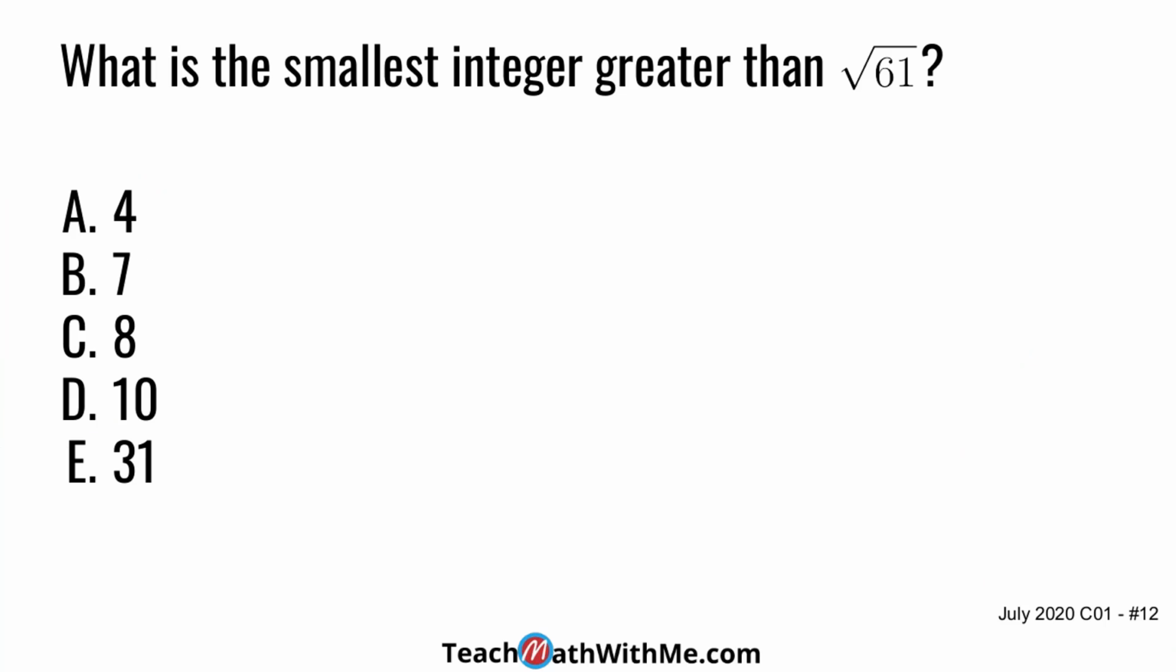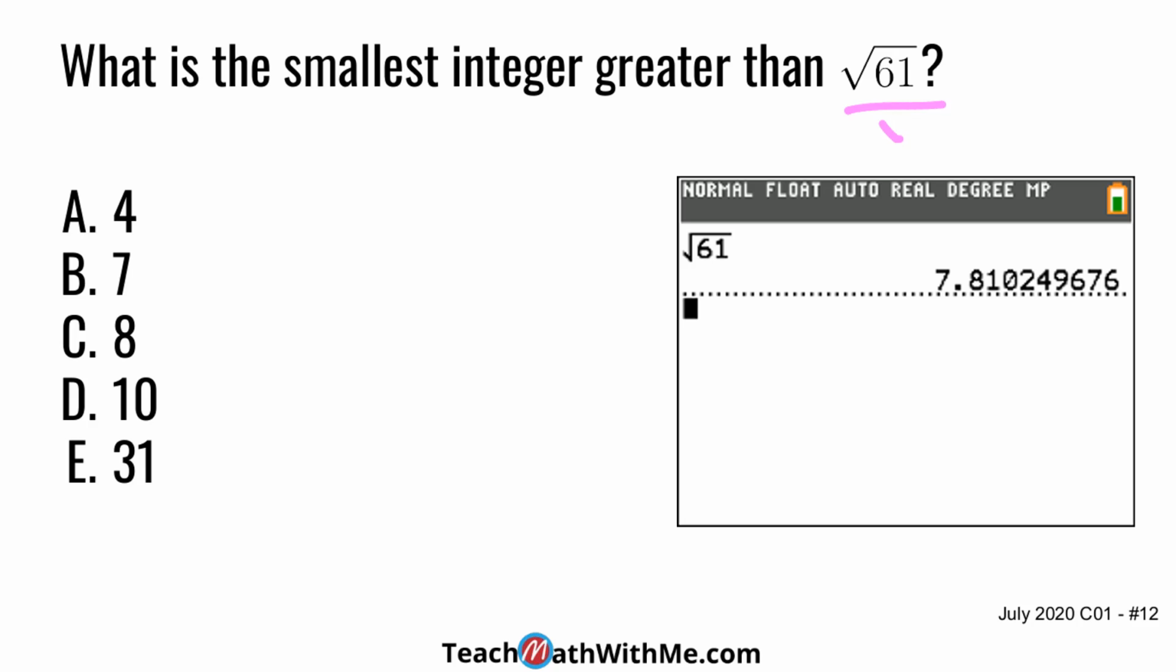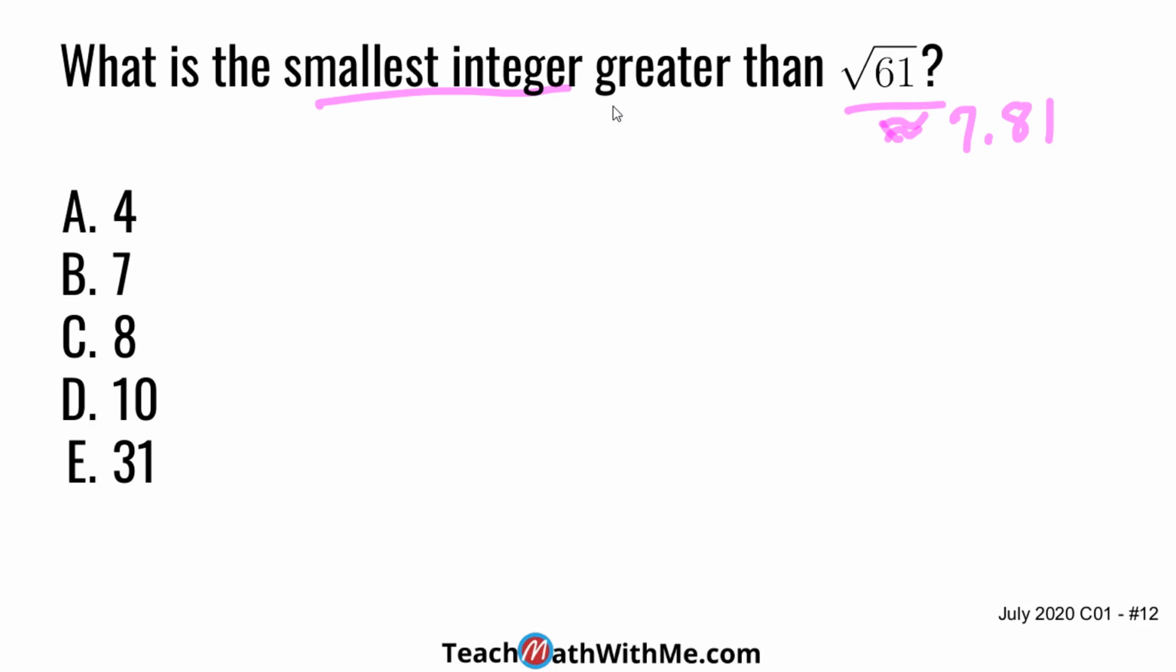Let's work this ACT math question from July 2020. It's question number 12, and it says, what is the smallest integer greater than square root of 61? So I'm going to plug in square root of 61 into my calculator, and I get that it is approximately 7.81, and we're looking for the smallest integer greater than that. So that's going to be 8, which is answer choice C.